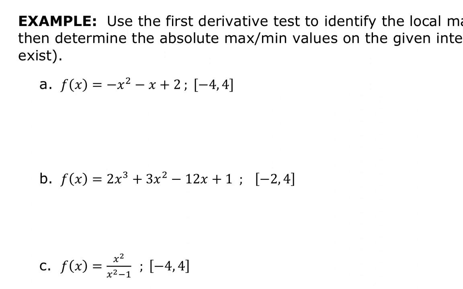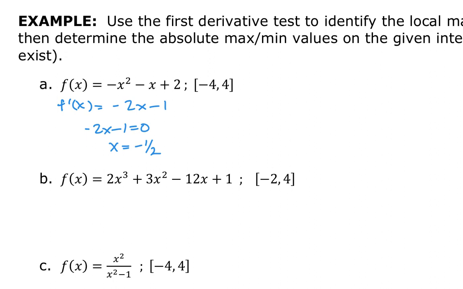So the first thing we want to do is find our critical points. So f prime of x is equal to negative 2x minus 1. We then set this equal to 0. So negative 2x minus 1 is equal to 0. So when x is equal to negative 1/2, I have a critical point.